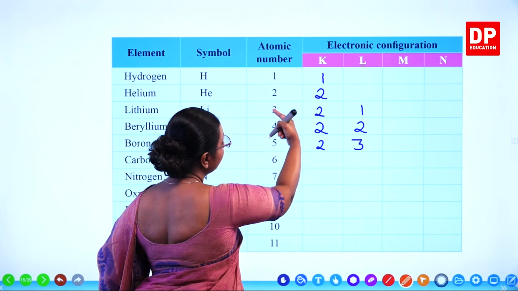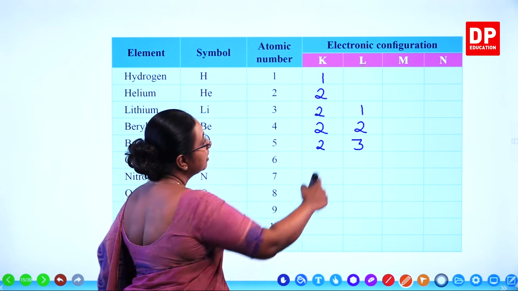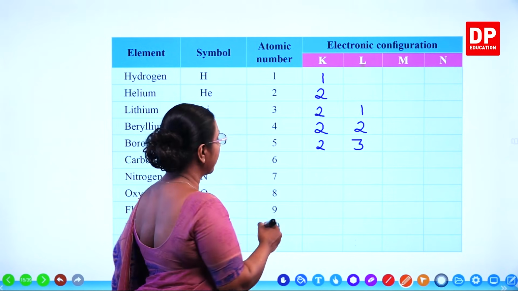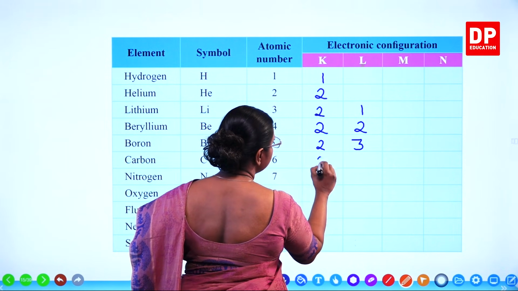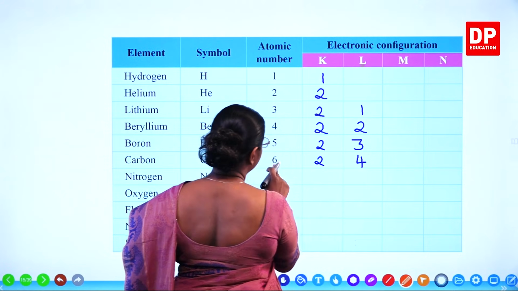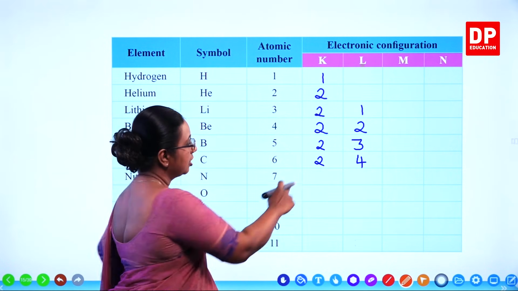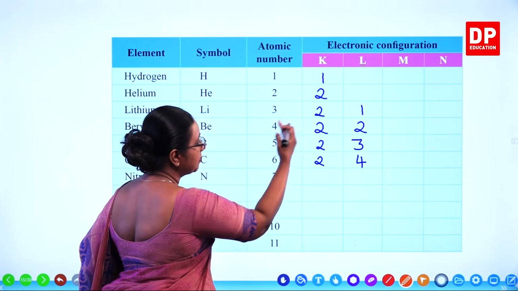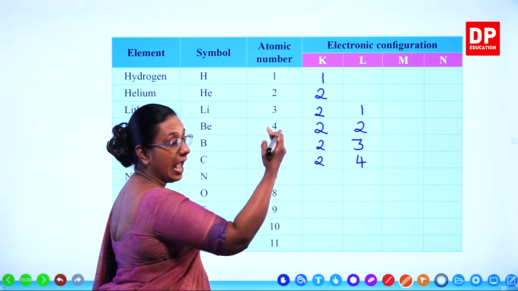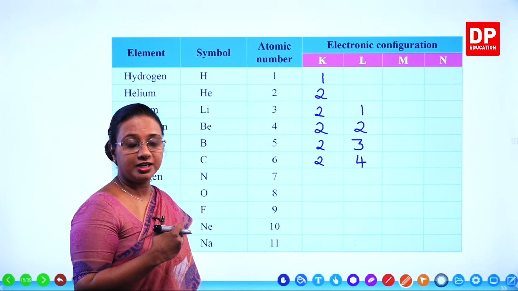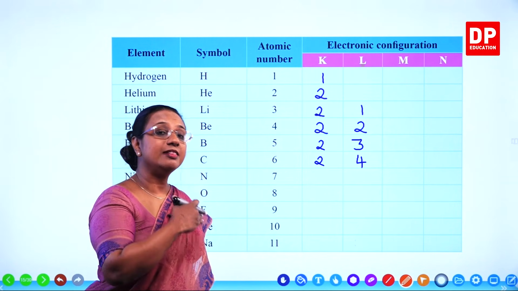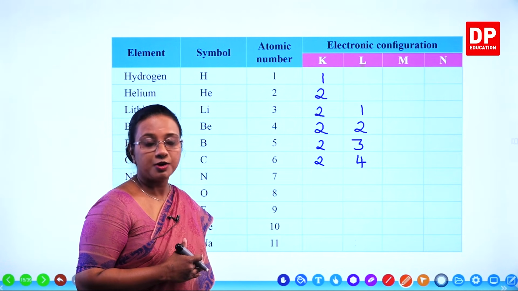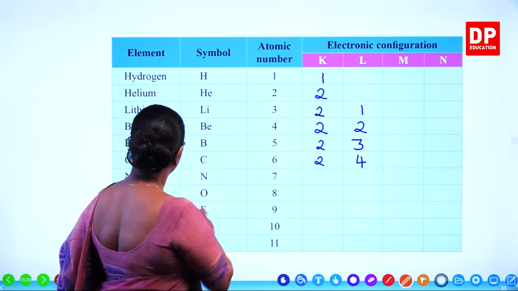Now you can see when the atomic number increases, the number of electrons in the second shell is increasing one by one. Then carbon, 2 and 4, because the atomic number is 6. 2 plus 4, 6. So you should know to go from the atomic number to the electronic configuration, and in case they give you the electronic configuration, you should know to get the number of electrons, then the atomic number and the number of protons, which are all equal.